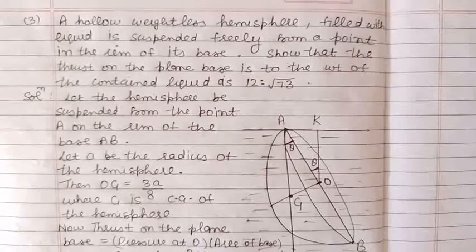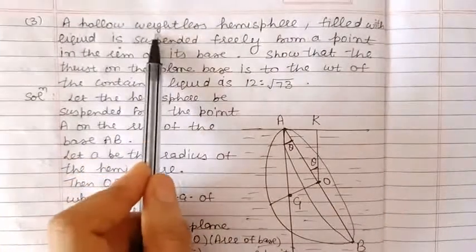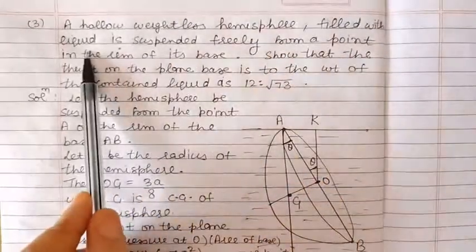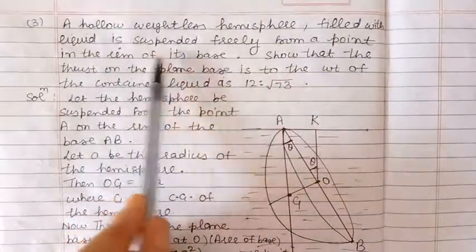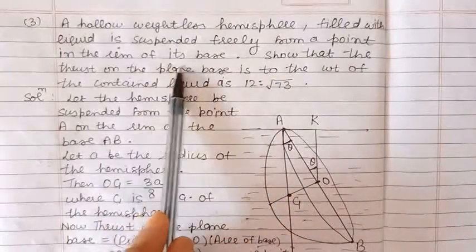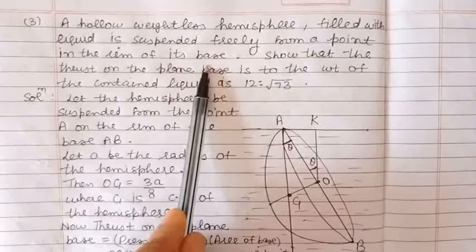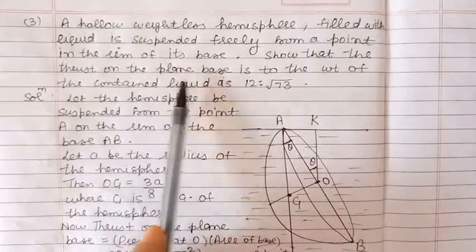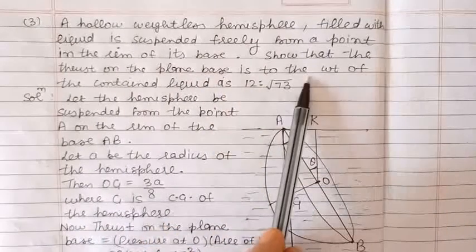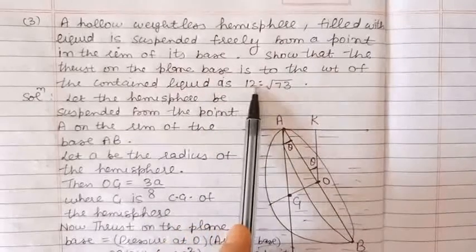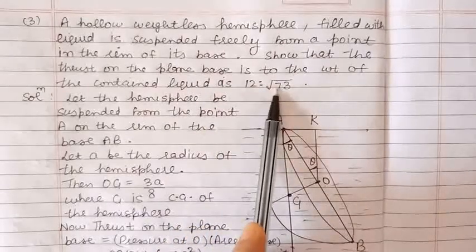Now our next problem is: a hollow weightless hemisphere filled with liquid is suspended freely from a point in the rim of its base. We have to show that the ratio of the thrust on the plane base to the weight of the liquid contained is 12 to root 73.